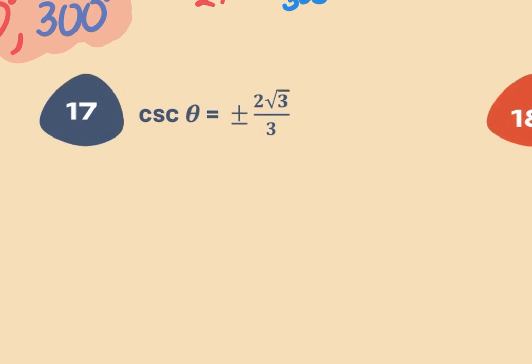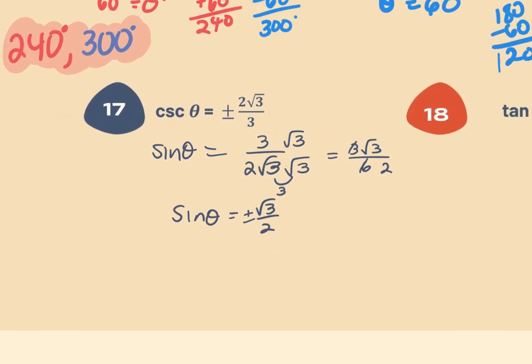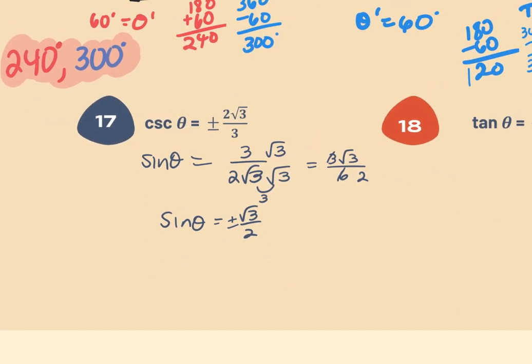This is cosecant, which means it's the reciprocal, yes? What would it be if it's reciprocal? Sine, and it would be flipped, right? 3 over 2 root 3. Is there such a ratio? So what happened here? It was also rationalized. If I re-rationalize this, I get 3 root 3 over 6, or root 3 over 2. And it's plus and minus, which means this is going to happen 4 times because it's in every quadrant.